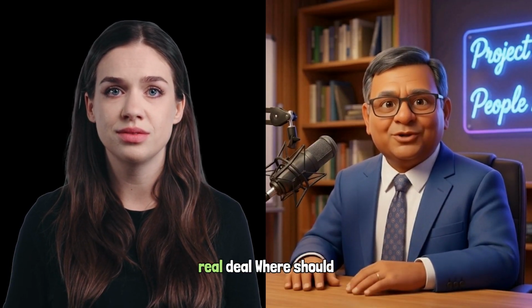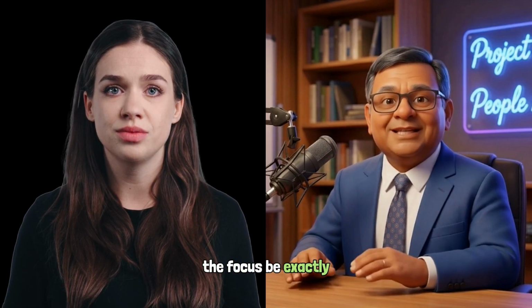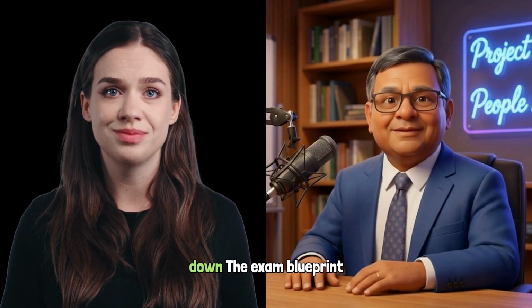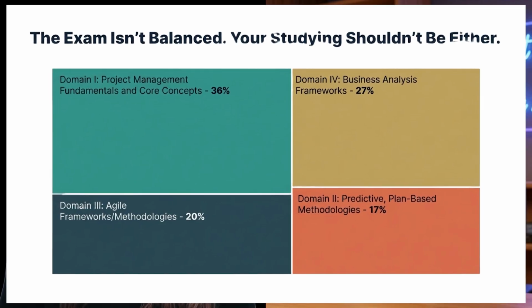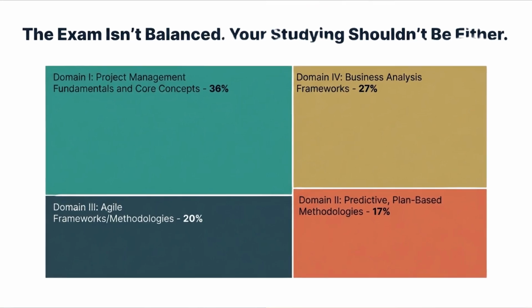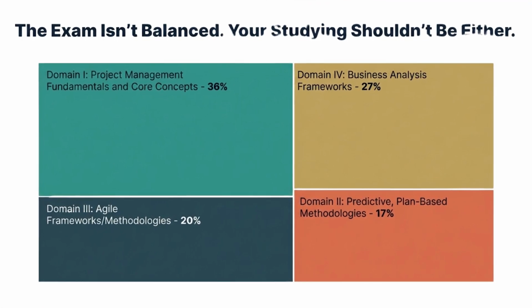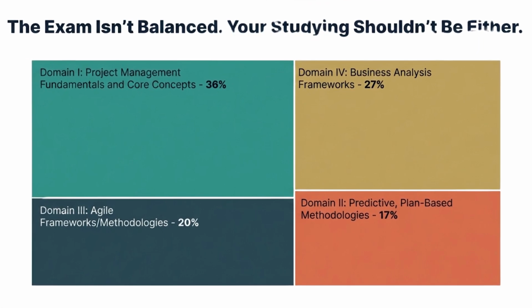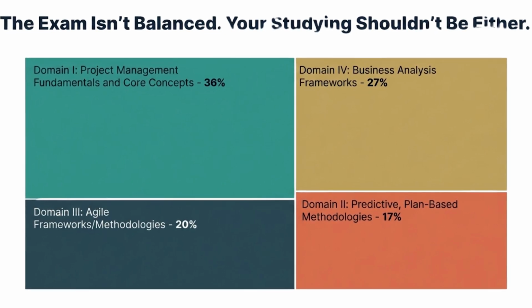Right. So what's the real deal? Where should the focus be exactly? Well, let's break it down. The exam blueprint is split into 4 domains. Domain 1, Project Management Fundamentals, is 36% of the exam. Domain 4, Business Analysis Frameworks, is 27%. Then you have Domain 3, Agile, at 20%. And finally, Domain 2, the predictive or plan-based stuff, comes in at only 17%.